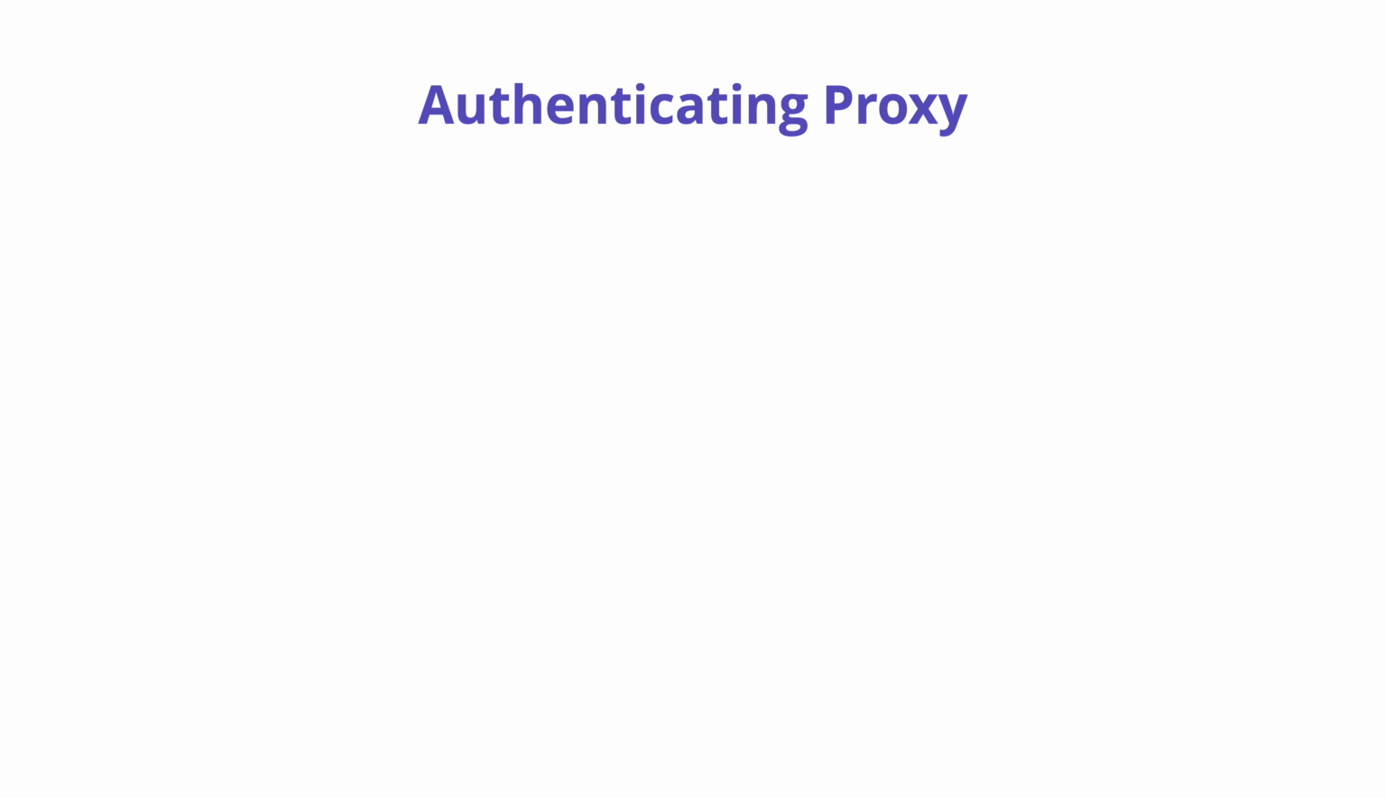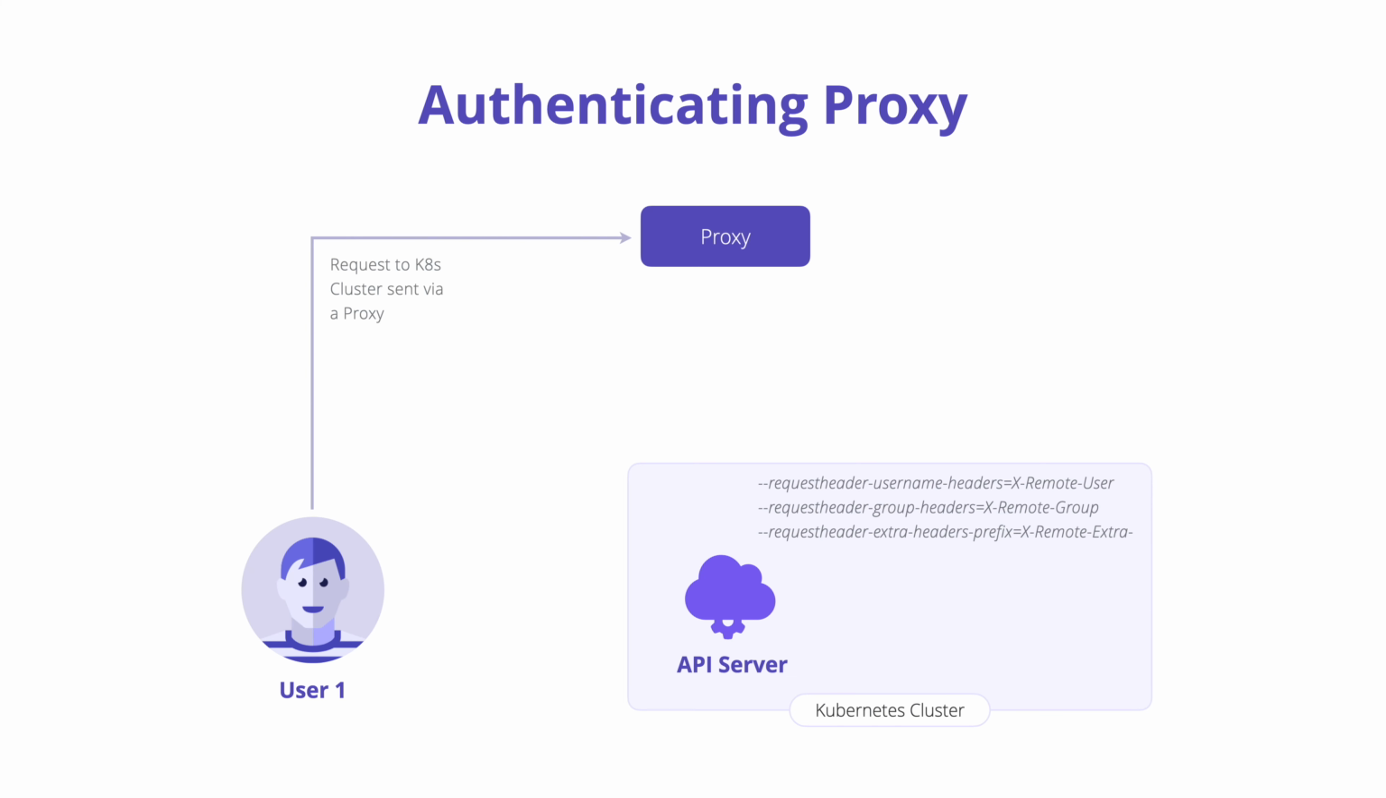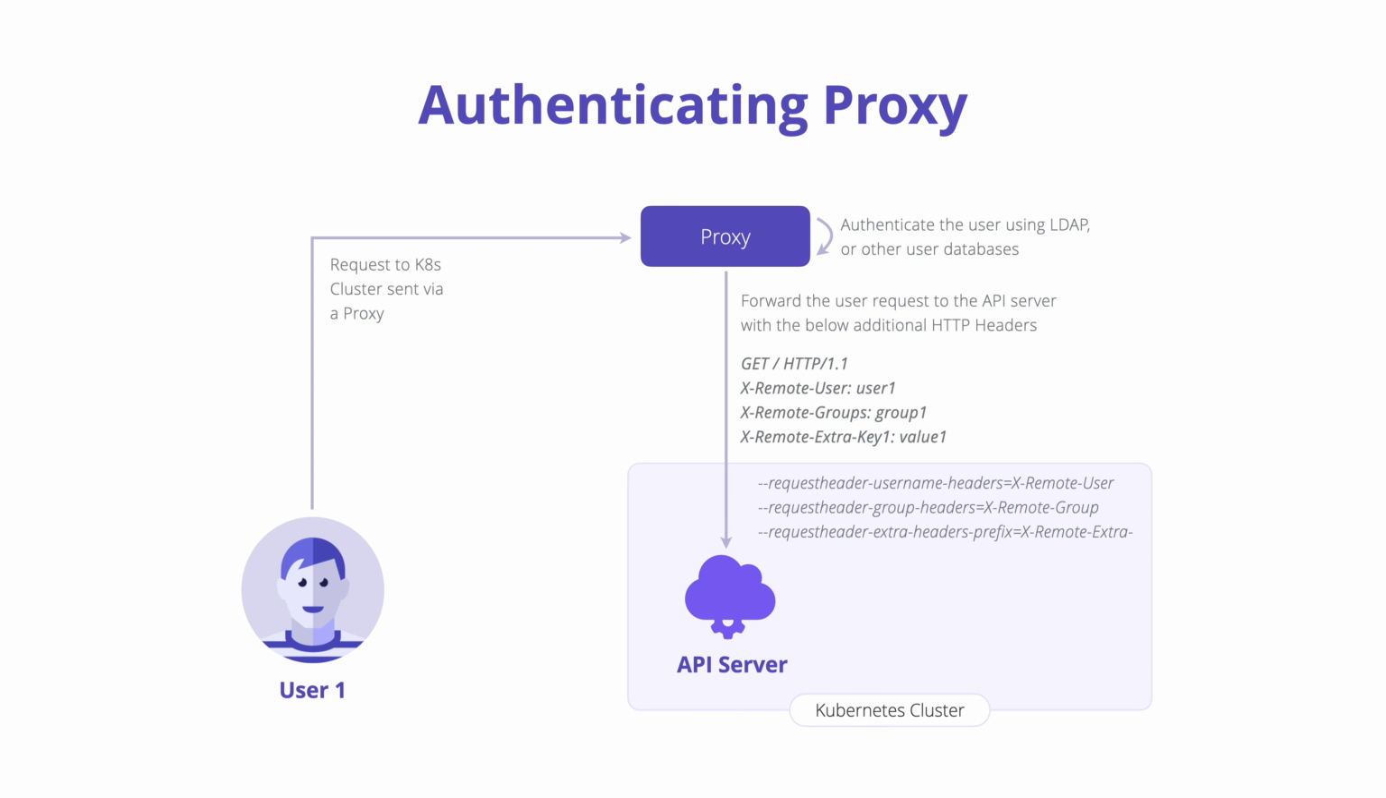The next type of authentication that Kubernetes supports is authenticating through an authenticating proxy. A user, instead of authenticating directly with Kubernetes or an identity provider, would contact a proxy server to offload the process of authentication. The proxy server, on successful authentication, would in turn forward the user request to the Kubernetes API, but the authenticating proxy server would also add additional HTTP request headers for the API server to recognize the calling user.